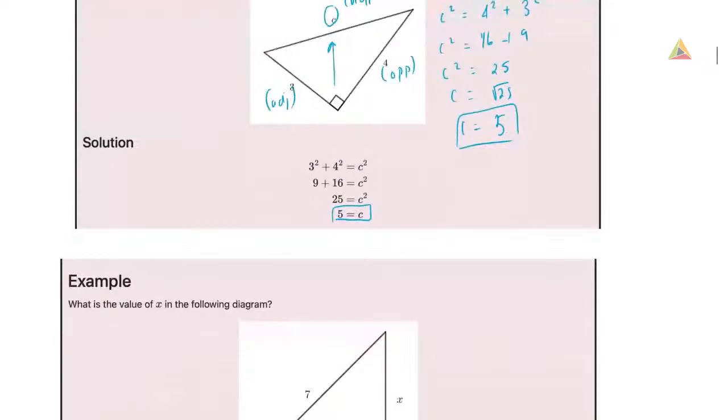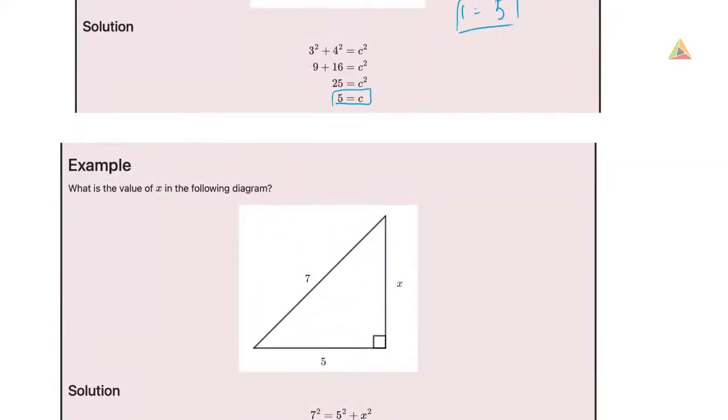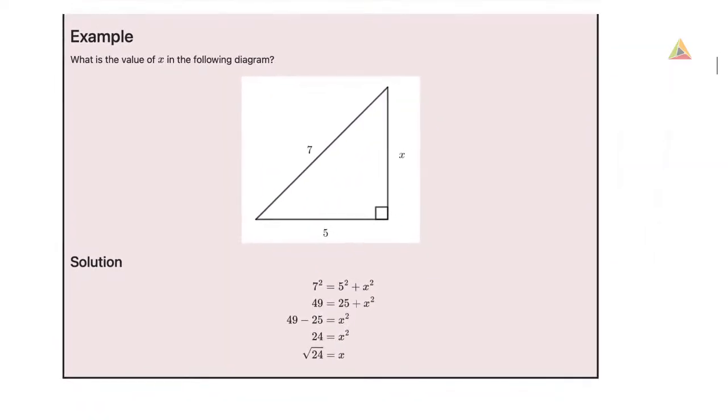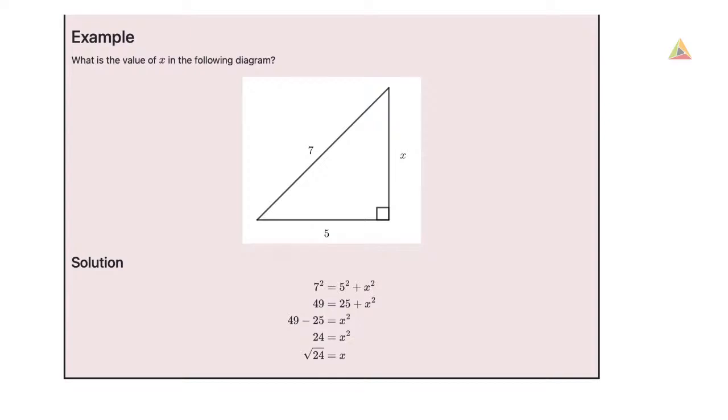Okay, so the next example: what is the value of x in the following diagram? Again, we have the hypotenuse, which is opposite the right angle here. We'll say that this is the adjacent, and we say that this is the opposite. It doesn't matter which way you label it when you don't have an angle, okay? So again, our rule: the hypotenuse squared is equal to the opposite squared plus the adjacent squared.